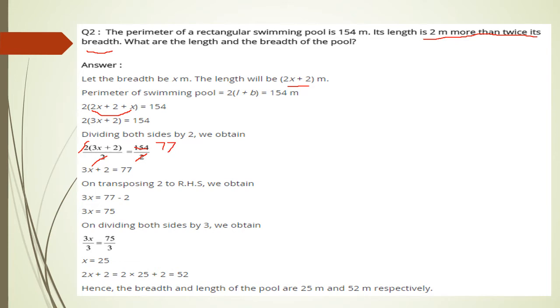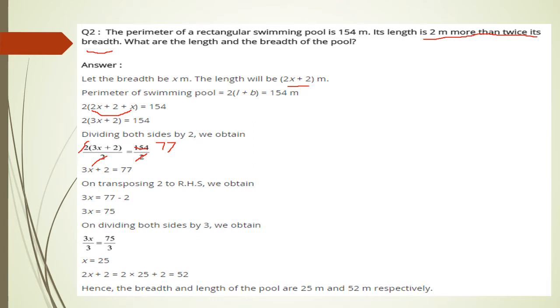Now write down these things as it is. 3x plus 2 equals 77. Children, I am transposing 2 to the right hand side. That means I am transposing this plus 2 to the right hand side of the equation. We obtain 3x equals 77 minus 2. Plus 2 comes to this side means it becomes minus 2. In 77, 2 goes, so we get 75. So 3x equals 75.